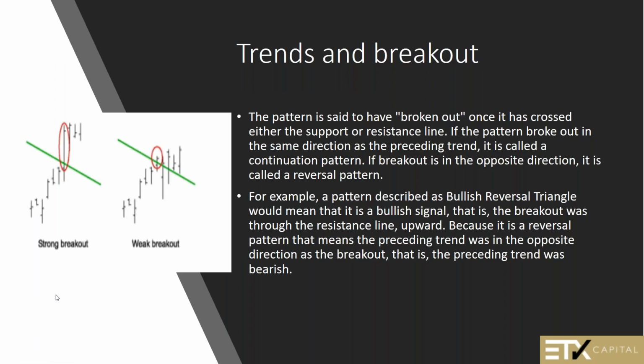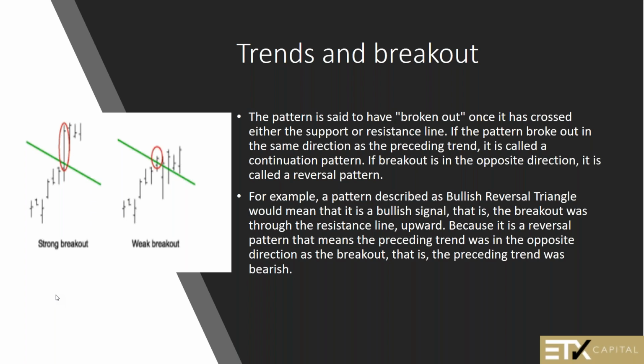Now the pattern is said to have broken out once it has crossed either the support or the resistance line. It is called a continuation if the pattern broke out in the same direction as the preceding trend. In other words, the price was moving up, moved into a triangle, and then broke upward out of that triangle. It is a continuation pattern. If it broke out downward, it would be called a reversal pattern. For example, a pattern described as a bullish reversal triangle would mean that it is a bullish signal. That is, the breakout was through the resistance line upward.